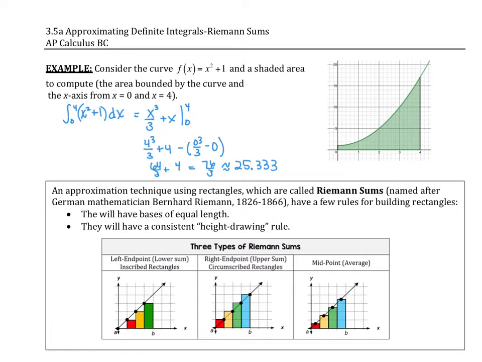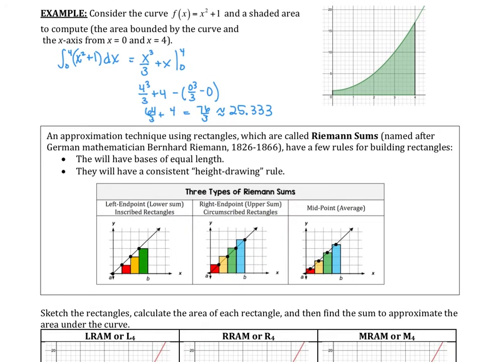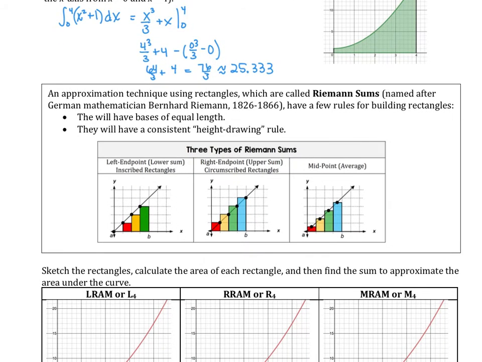Now, there are three types of Riemann sums that we're going to look at. I'm going to scroll this up just a little bit. We have the first type, which is the left endpoint, where the left of the rectangle is touching the curve. We have the right endpoint, which is where the right corner of the rectangle is touching the curve. And then we have the midpoint, which would be where the middle of the region touches the curve.